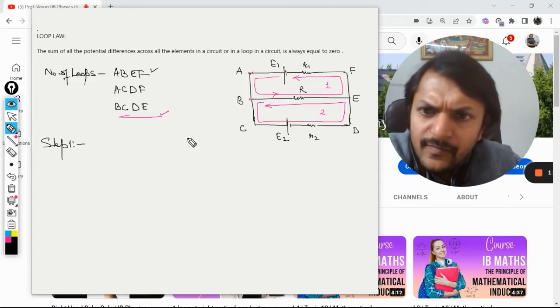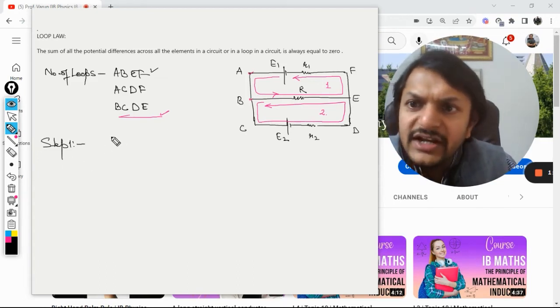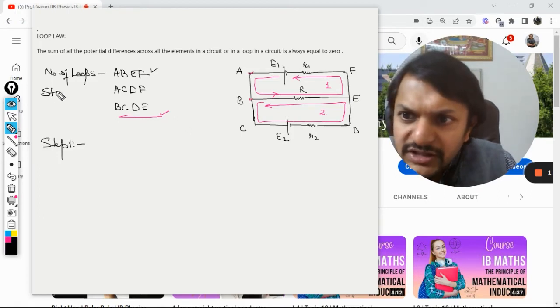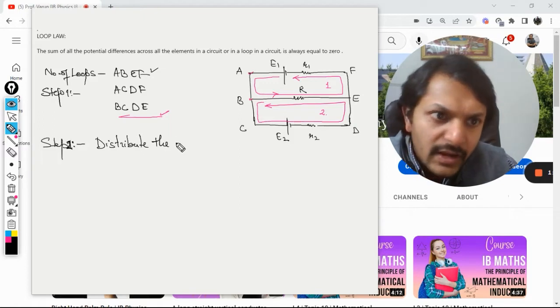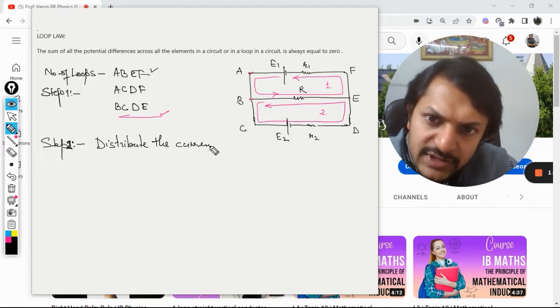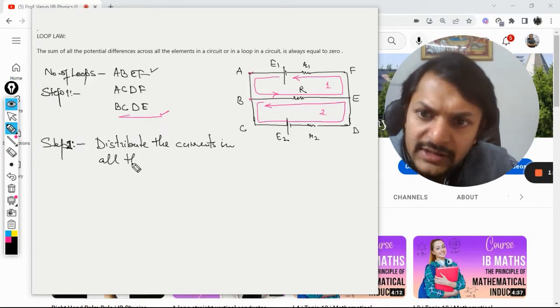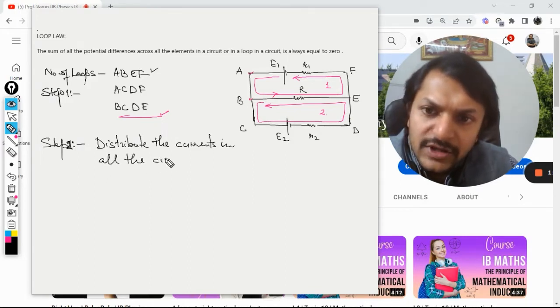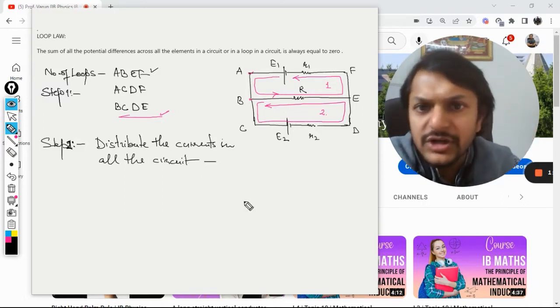Now you see, the first step is to identify the loops, and that we have done. Okay, this was actually the step number 1. So now we are going to step number 2. So step number 2 is to distribute the currents in all the circuit. Okay, in the complete circuit you need to distribute the current.